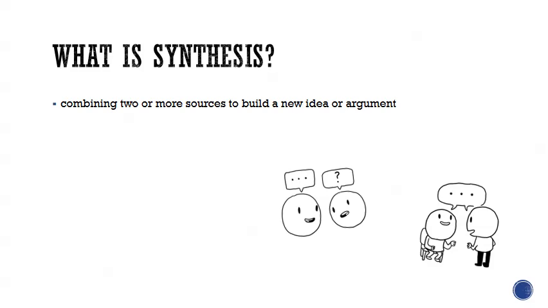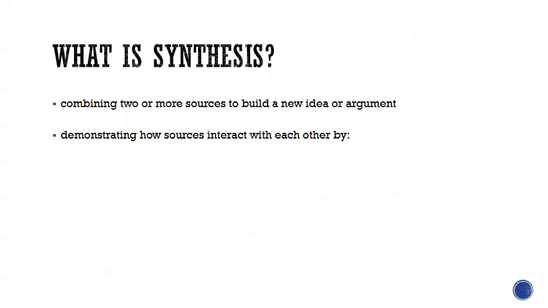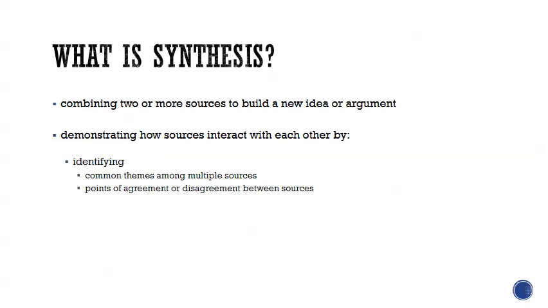of synthesis. When we talk about academic writing, synthesis is about demonstrating how sources interact with each other by identifying common themes among multiple sources, points of agreement or disagreement between sources, and explaining why those interactions are significant to the bigger picture. When you're working with just a couple of sources, synthesis can be pretty straightforward, but the more sources you have, the more complicated the process can get.